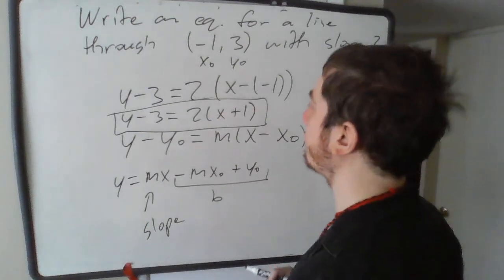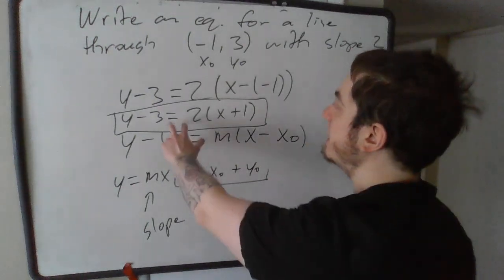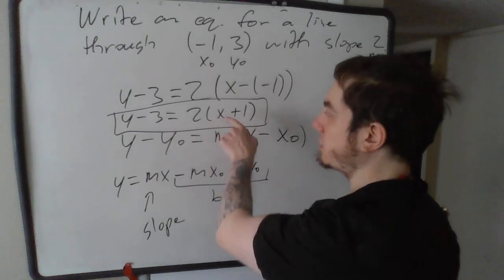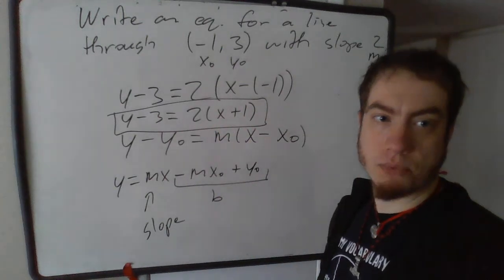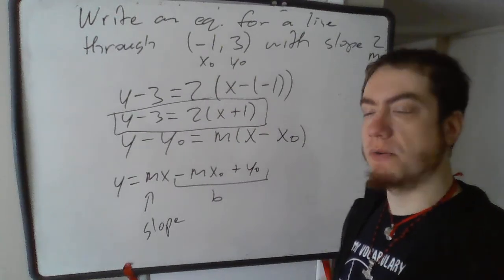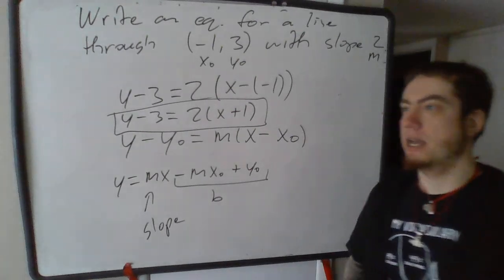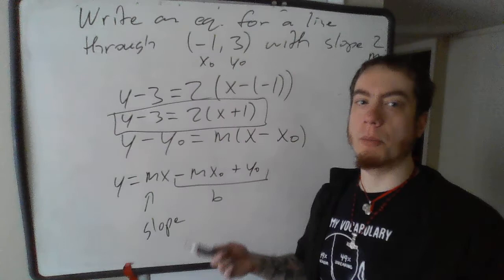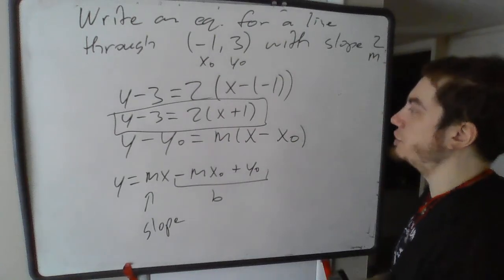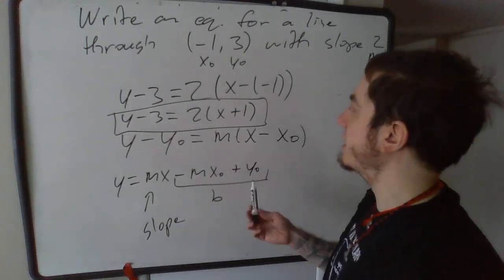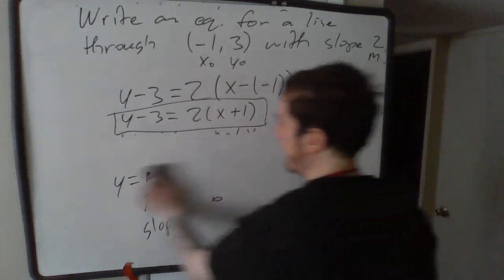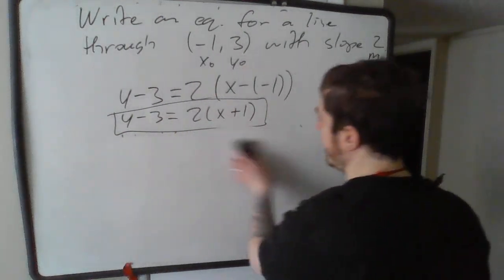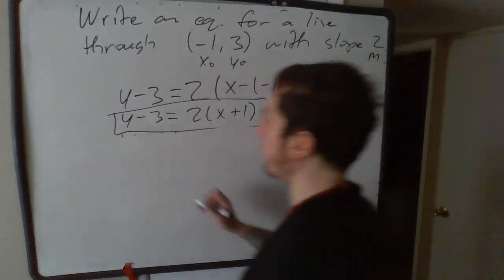So what does that mean for us in terms of our answer? Well, it's perfectly fine to leave it in this form because this is in point slope form. So this is kind of one of the accepted normal forms for an equation for a line, and you're allowed to leave it like this. If we wanted to, of course, we could rewrite it into slope-intercept form.